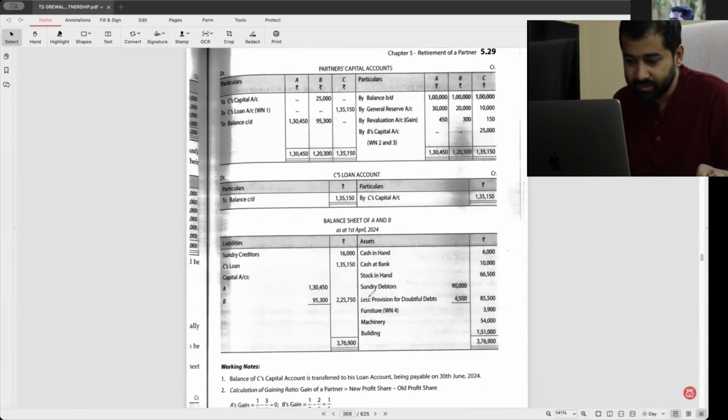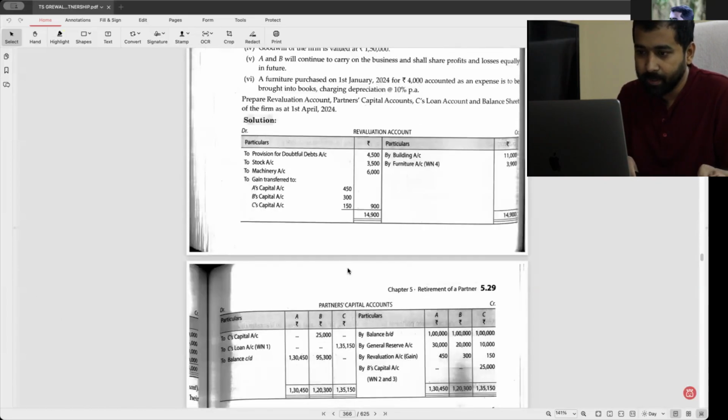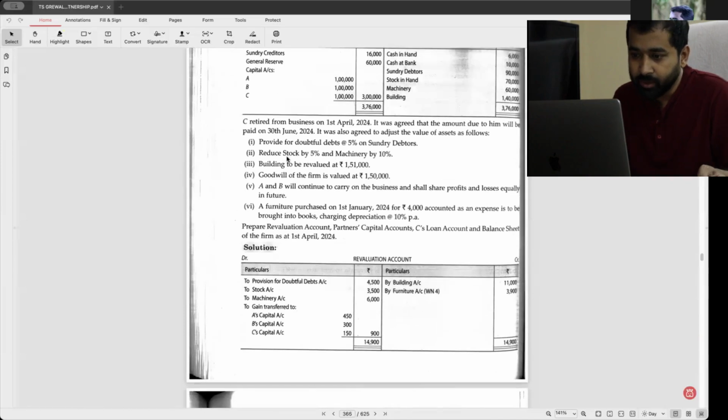So I have taken here sundry debtors 90,000 minus 4,500, total 85,500, in the new balance sheet, as it is reduced from debtors. Next, point number 2: reduce the stock by 5% and machinery by 10%. You have written "by". By means what? There is no difference; we are calculating that amount directly, and that amount is treated as a loss only.